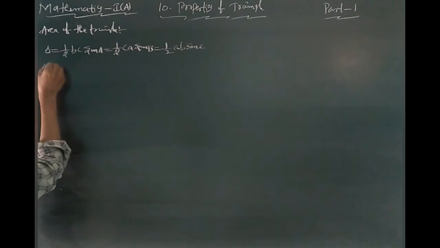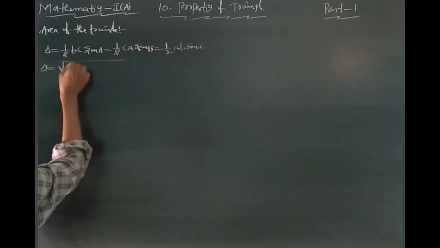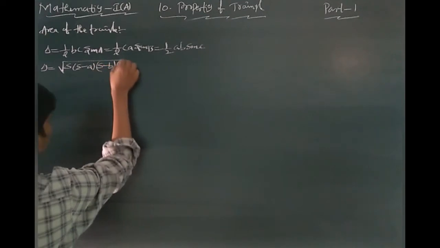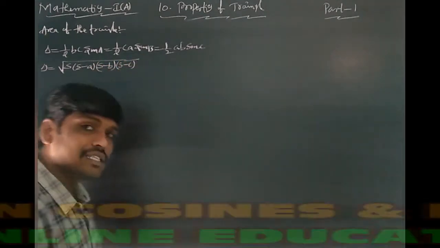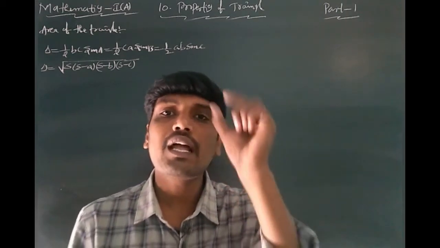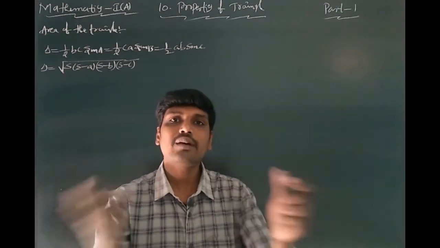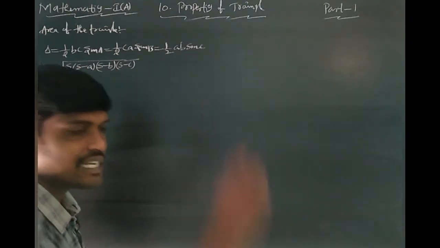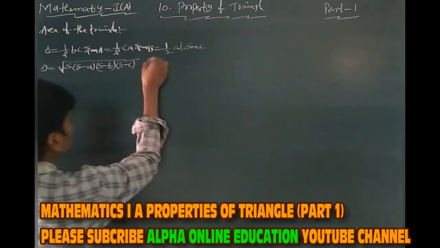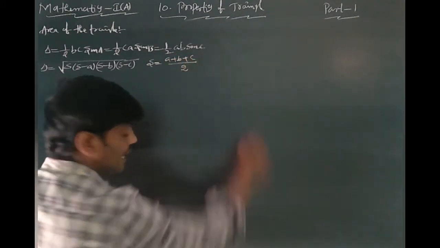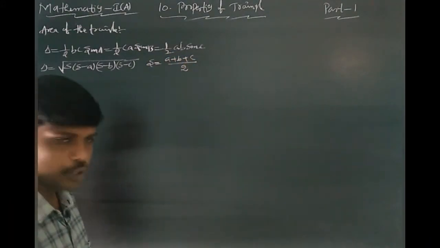Next, delta is equal to square root of s into (s minus a) into (s minus b) into (s minus c). This is one more formula. You can use this formula when the perimeter or the lengths of the sides of the triangle are given. Here s is half of the perimeter of the triangle, that is, (a plus b plus c) whole by 2.